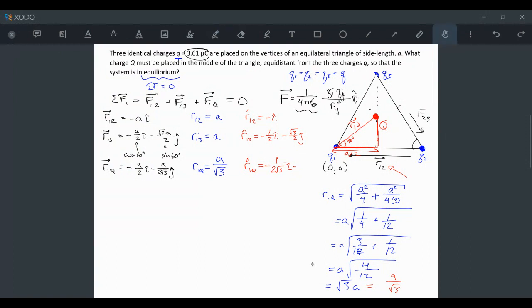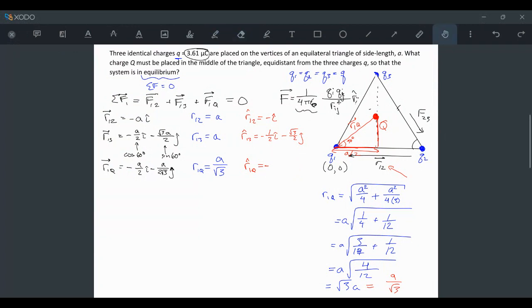And if you put root 3 into your calculator, that's a number greater than 1. So that would have meant that this distance is longer than the side length of this equilateral triangle, which makes no sense. So good thing we caught that. Okay, so let's correct these. So A over 2 divided by A over root 3.